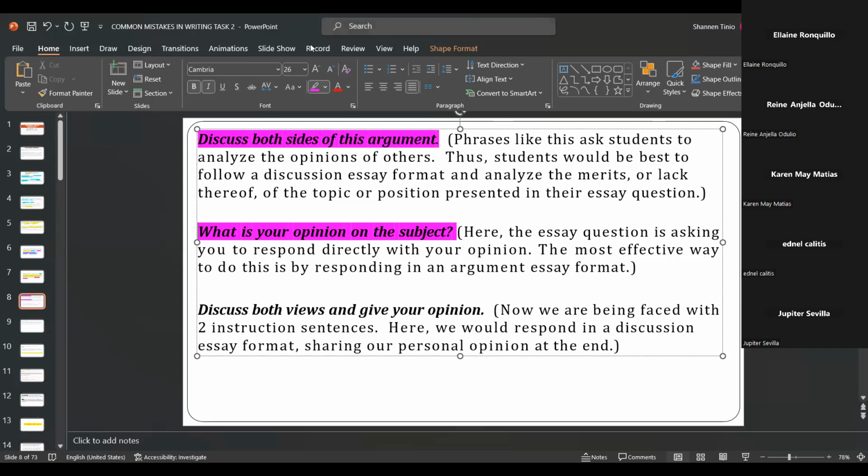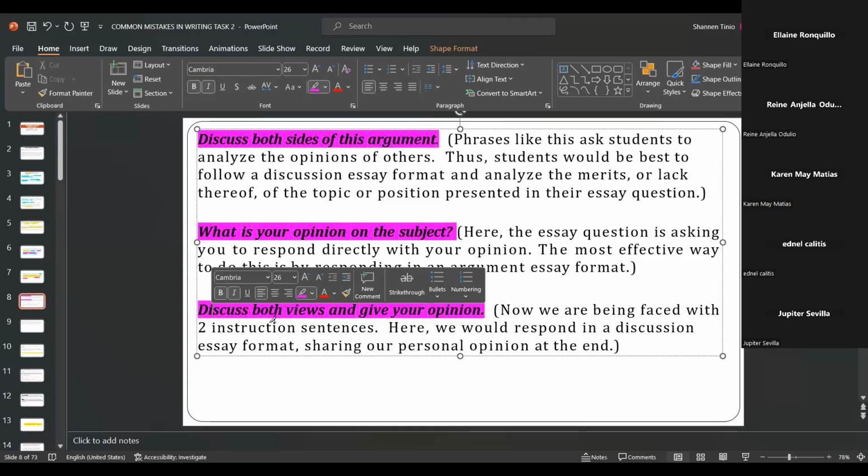Next is another instruction that you will be reading. Discuss both views and give your opinion. Ito naman, hinihingi na rin yung opinion mo. It's a combination of discuss both sides of the argument and what is your opinion on the subject.